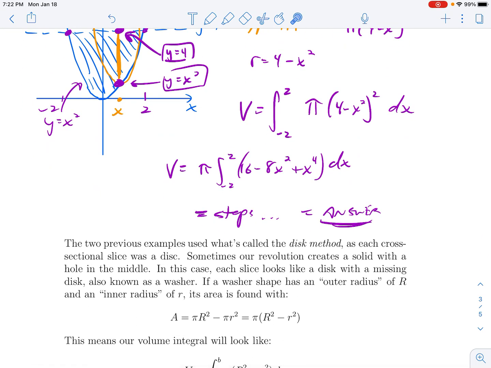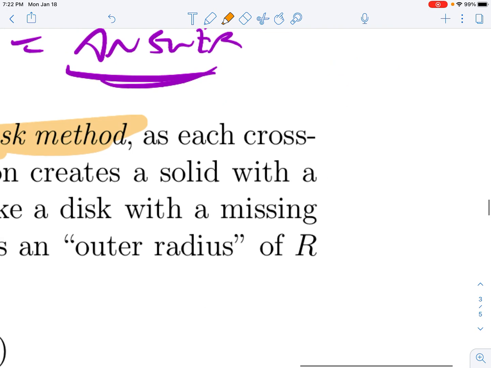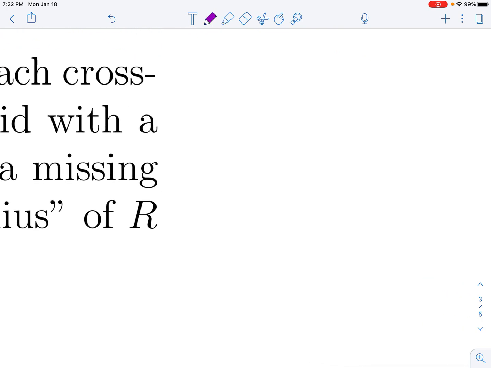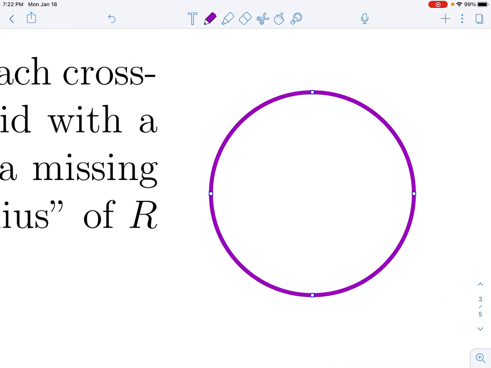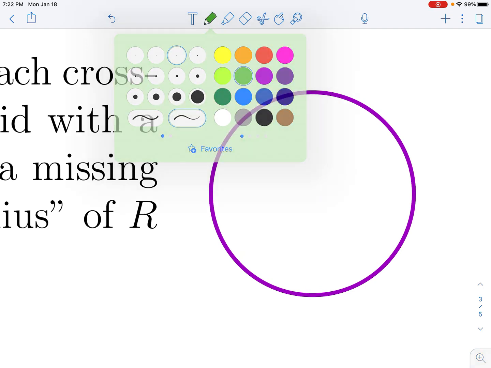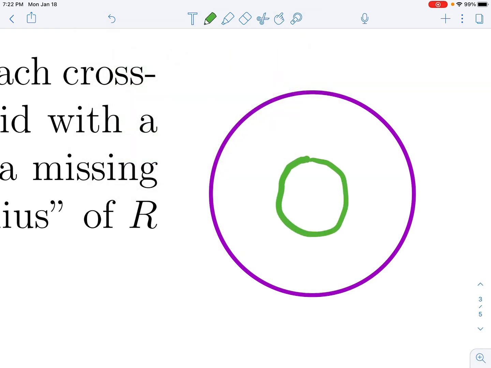So as I've said before, these two examples used what's called the disk method, because each cross-sectional slice was a disk. Now, sometimes our revolution creates a solid with a hole in the middle. Disks don't have holes in the middle, but sometimes do. And if you have something round but with a hole in the middle, that's called a washer. So this is washer in the sense of not like the machine that washes clothes, but those little metal things that sometimes are put on screws or bolts to separate the pieces.